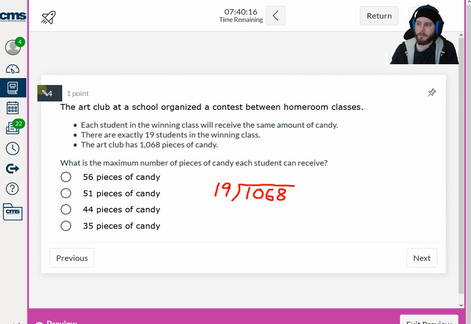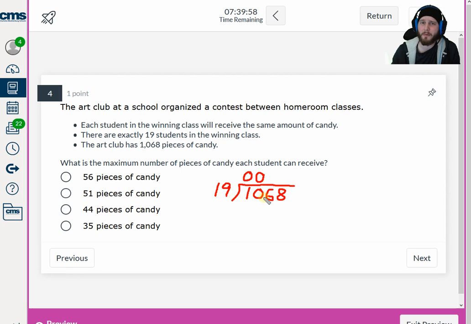So when I set up this problem, I solve it the same way as normal. I can already see what's kind of going to happen. There's only going to be 2 numbers. 19 does not go into 1. It doesn't go into 10. We have to see how many times 19 will go into 106.